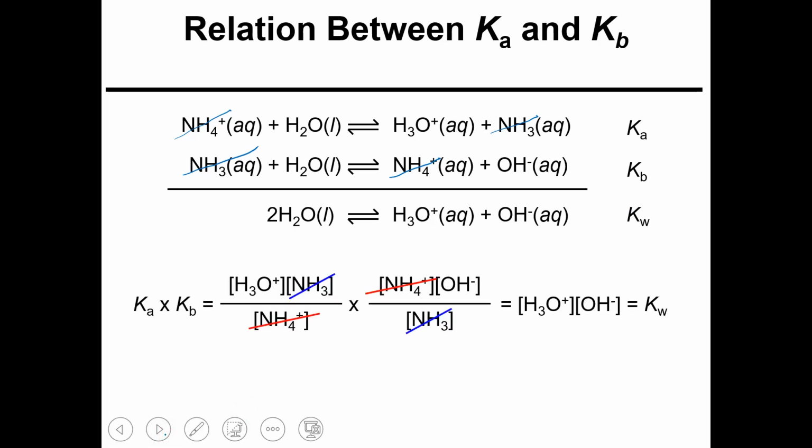To make a long story short, we can multiply Ka times Kb to get Kw. So the mathematics of how we do that is shown here. But the main thing that I want you to take away from this is that Ka times Kb equals Kw. So if you have Kb and need Ka, then you can calculate that by rearranging this equation.